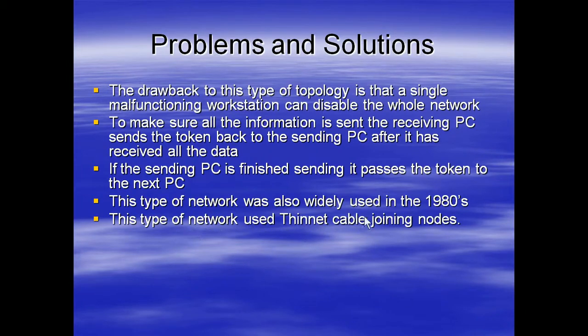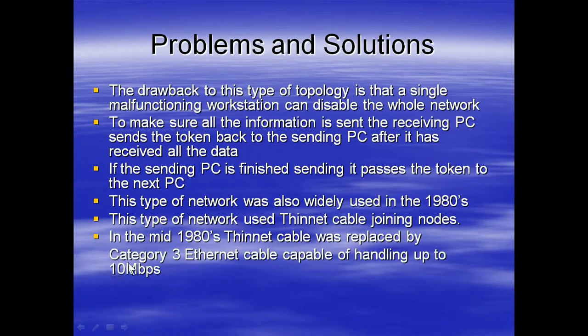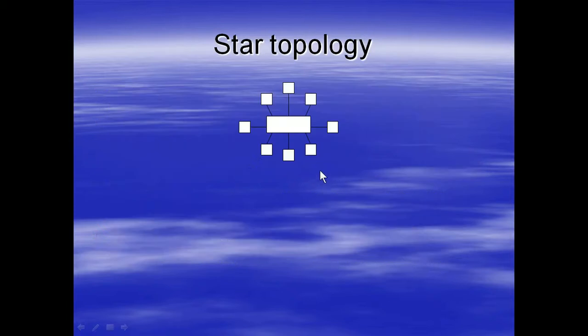This type of network, which was in use in 1980, used Ethernet cable joining nodes, but now it has been replaced by category 3 Ethernet at 10 Mbps and the recent trend of Gbps. These are all things of the past now.